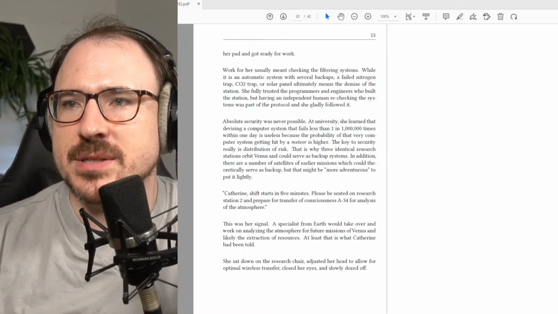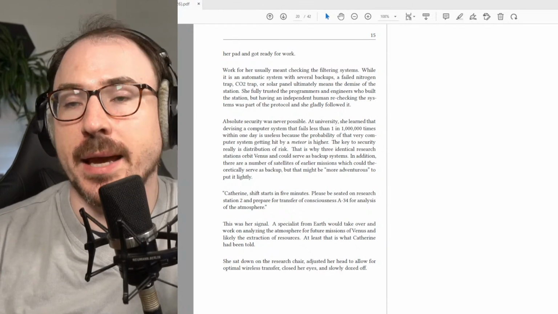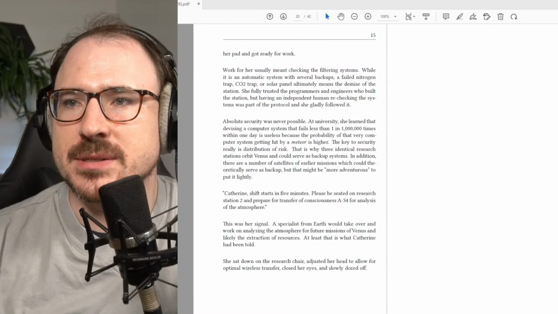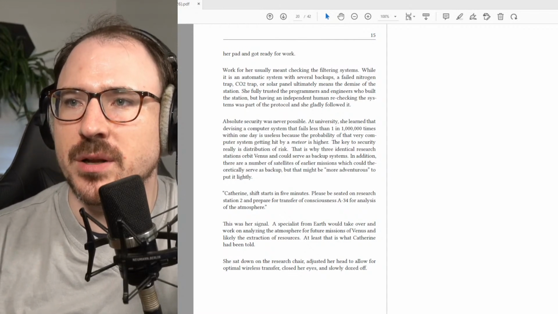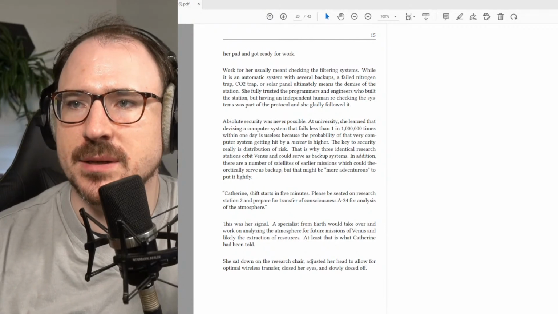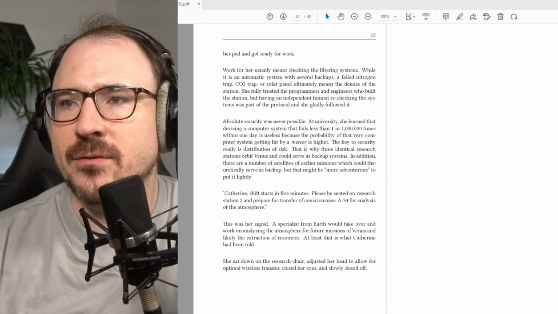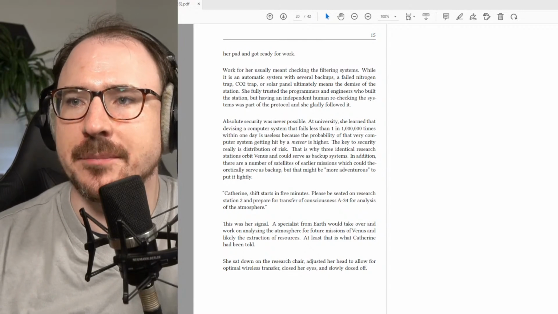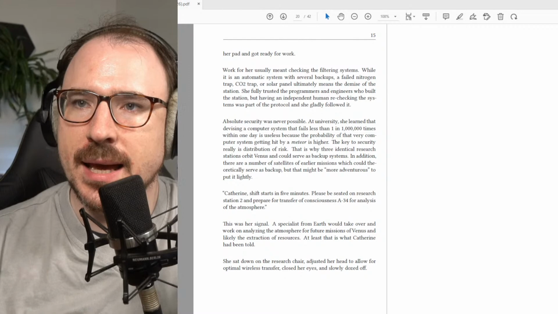Absolute security was never possible. At university, again, more exposition. At university, she learned that devising a computer system that fails in less than 1 in 1 million times within 1 day is useless because the probability of that very computer system getting hit by a meteor is higher. So that is, again, exposition.